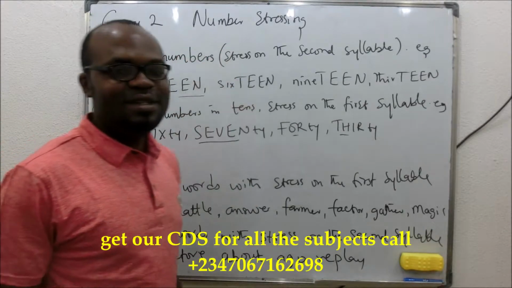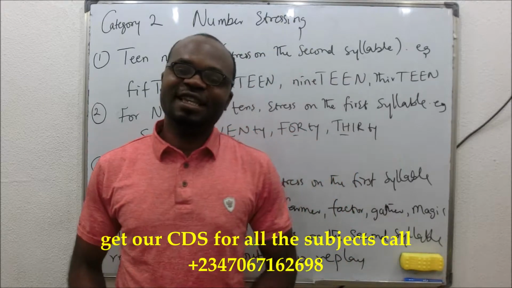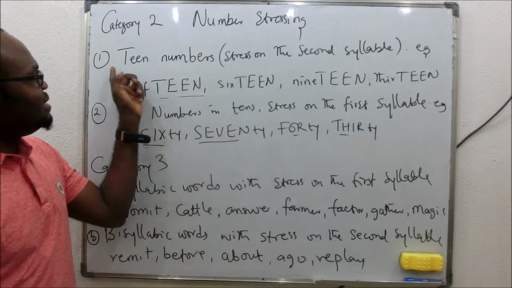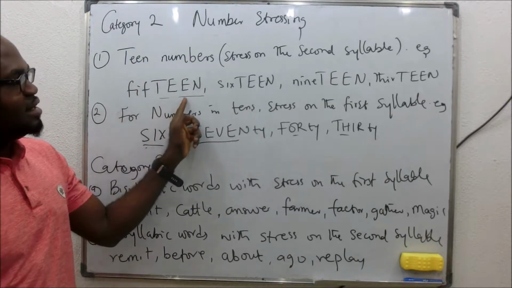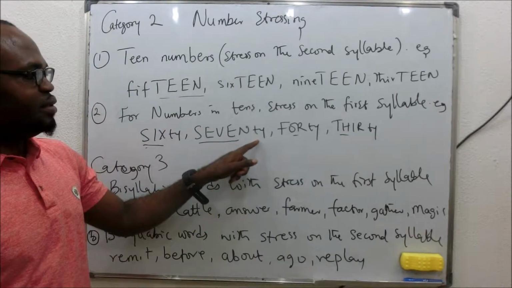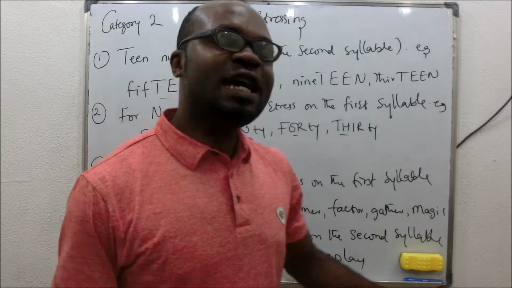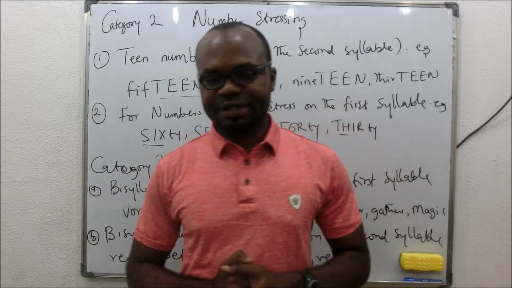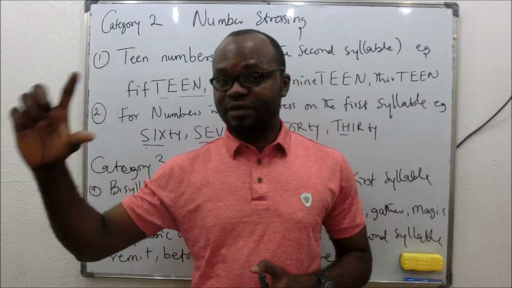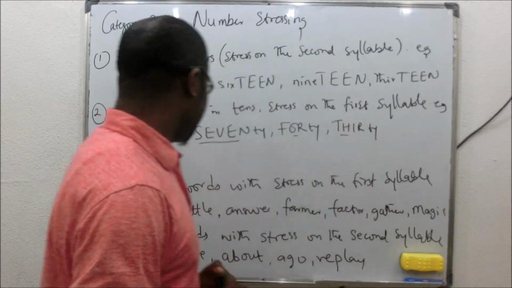So with this covered, for every number word that you see in stress in your JAM or WAEC English, you should be able to get the correct answer. When it is the teen words, the stress is on the second syllable. But when it is the ty number words, the stress is on the first syllable. Now let's look at some bisyllabic words that you have to stress on the second syllable and the ones you have to stress on the first syllable. So let's look at them.